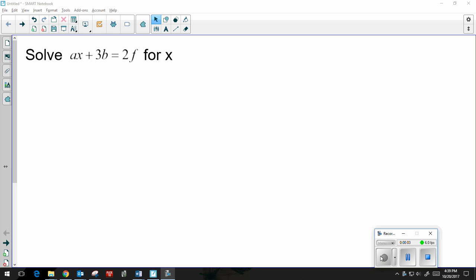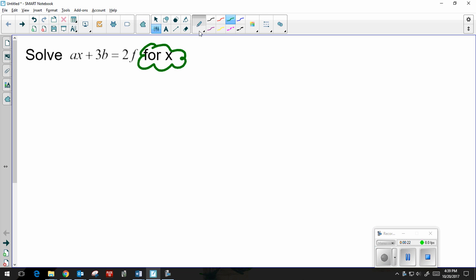Let's review how to solve a literal equation. A literal equation is just an equation with multiple variables. So the example says solve ax plus 3b equals 2f for x. So there's a, x, b, and f in this equation, but I'm solving for x, so that's important.